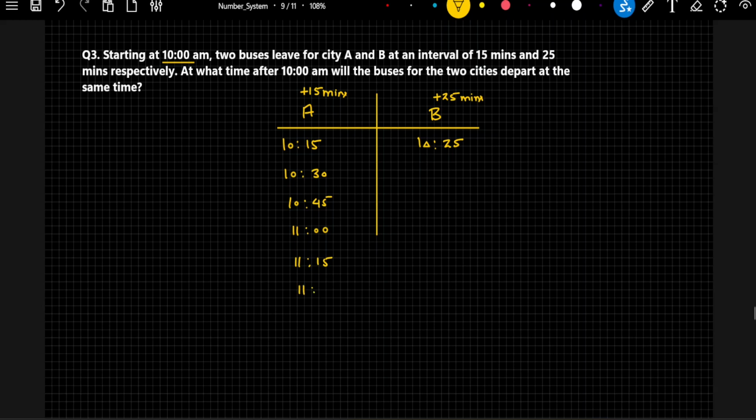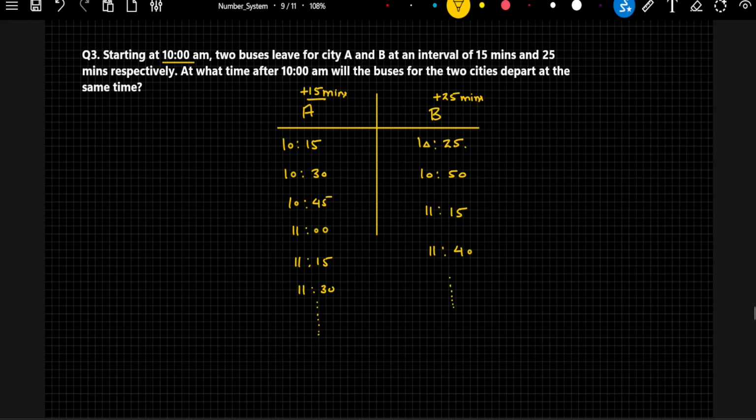What I can do is maintain a table where I show the times at which the bus for city A will leave. But for city B, the situation is a little different. The time interval is not 15 but 25. It means the next bus for city B must leave at 10:50. If you add 25 again, this is going to be 11:15, and then 11:40, and so on.